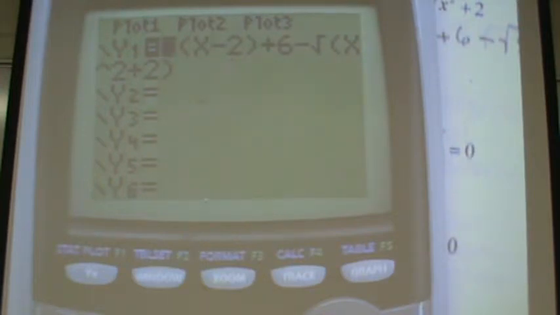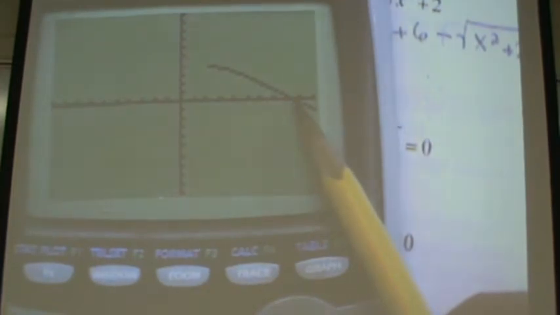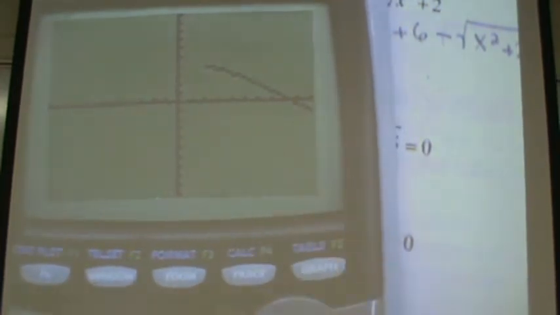Now, I will show you how to do these on the Inspires. It's just, I'm worried it's gonna slow you down on your tests. You're faster on these. Tara, you good? Yeah, I just put a negative instead of a subtract. Okay. Now you hit graph. Now look at where it hits the x-axis right there. And if you don't see it, you gotta change your window.